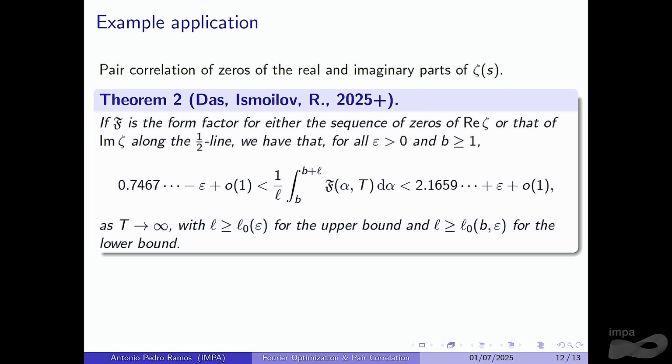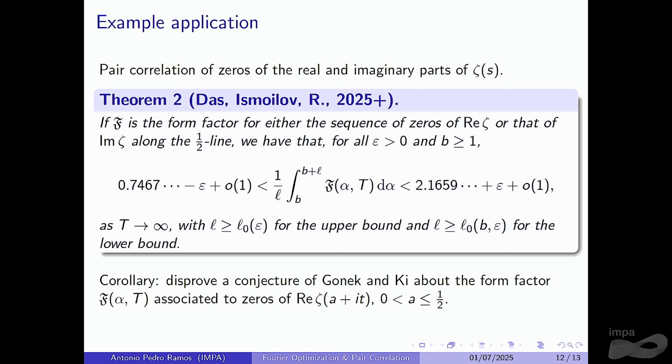And so you have these kinds of bounds for the form factor, the analog of Montgomery's function. And one corollary of our bounds is that we managed to disprove a conjecture of Conrey and Ghosh about the pair correlation of zeros of the real part of zeta along lines to the left of the critical line. So if you think about that picture, you have the middle of the strip, and you're looking at lines that are exactly to the left of that critical line.